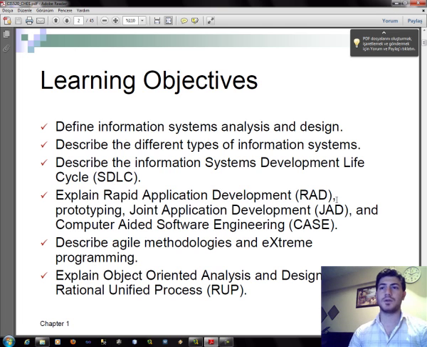Learning objectives. First, define information systems analysis and design. Describe the different types of information systems. Describe the information systems development life cycle, SDLC, which is the most important one. Explain rapid application development, RAD, prototyping, joint application development, JAD, and computer-aided software engineering, CASE. Describe agile methodologies and extreme programming. Explain object-oriented analysis and design and the Rational Unified Process, RUP.